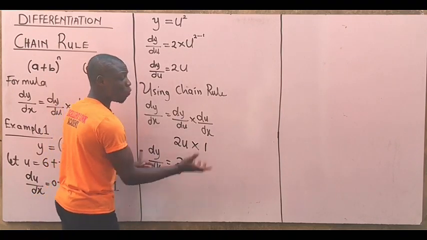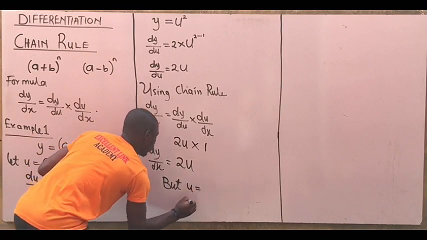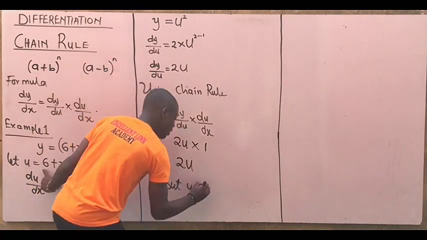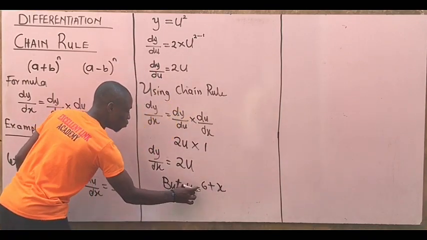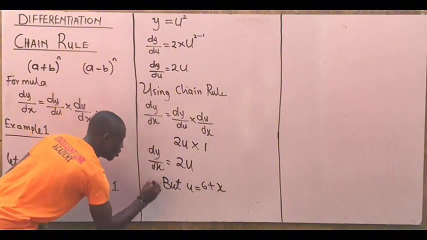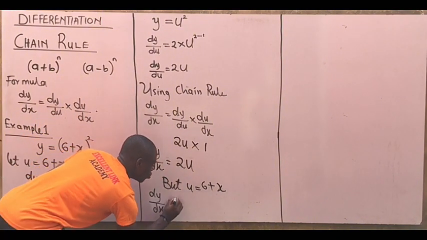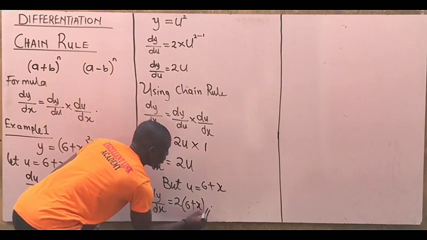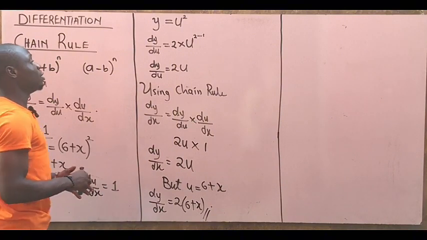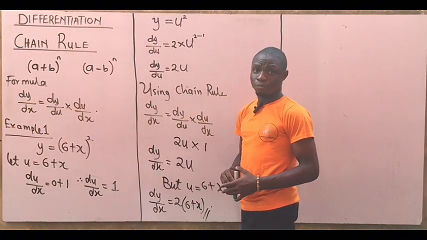So I'll take this u back to x. But u was what? You said u was 6 plus x from here. So I'll put u back here as 6 plus x. So my answer dy over dx will be equal to 2 into 6 plus x as my final answer after differentiating this question here.